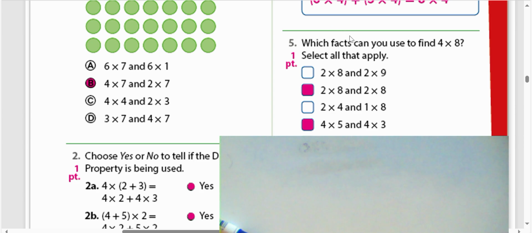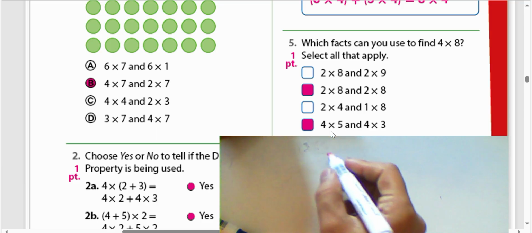Next fact here, 4 times 8, we can write 2 times 8 and 2 times 8 because 2 plus 2 is 4. And also we can write 4 times 5 and 4 times 3. 4 times 5 equal 20, 3 times 4, 12. 12 plus 20, 32. Or you can write 4 here as a constant. You can write the constant digit here.